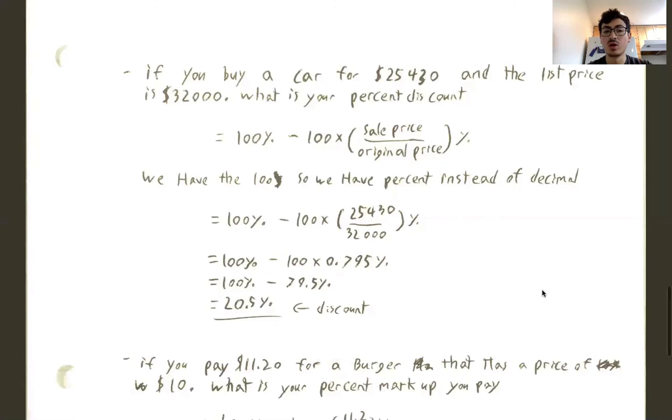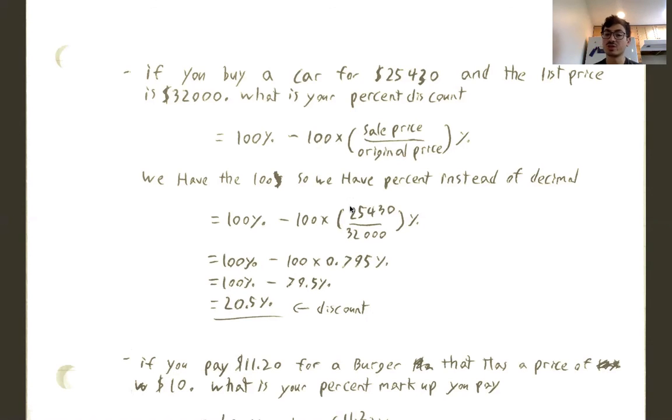Okay, so let's look at one example. Let's say you buy a car for $25,430. Initially you got a good deal. The car was going to cost you $32,000. And we want to figure out what percent discount did you get. So we're going to use our formula: percent equals 100% minus 100 times the sale price over the original price. This is a really good formula to have. We're going to be using it a couple times, so make sure you write it down somewhere, or make sure you know where to find it.